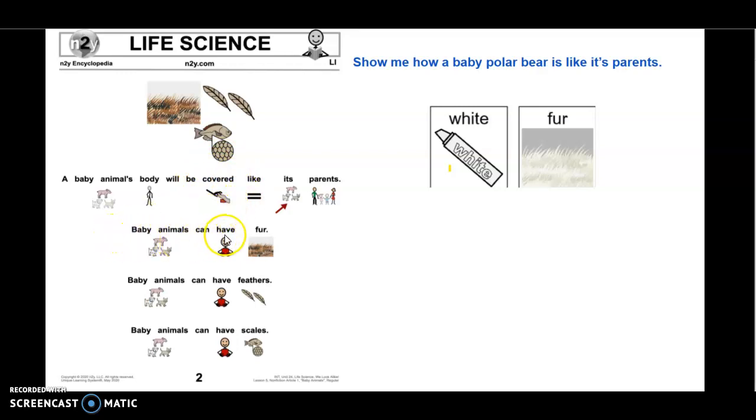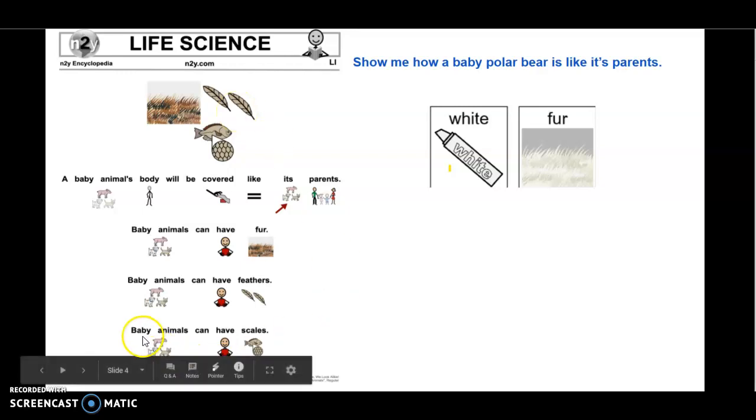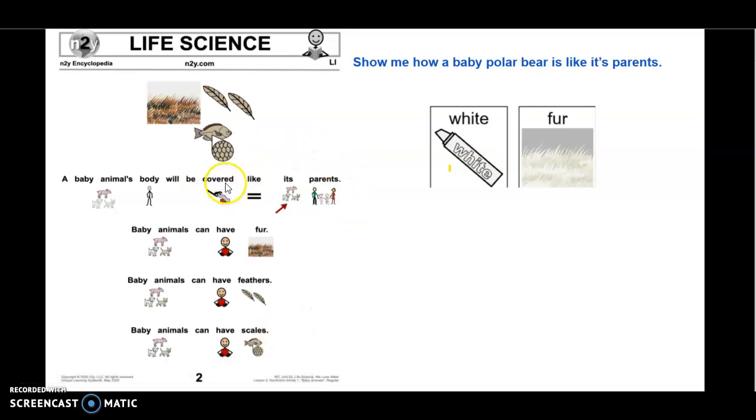Baby animals can have fur. Oh, so they mean they're covered in fur. Baby animals can have feathers. So they can be covered in feathers. Baby animals can have scales. That means they can be covered in scales.